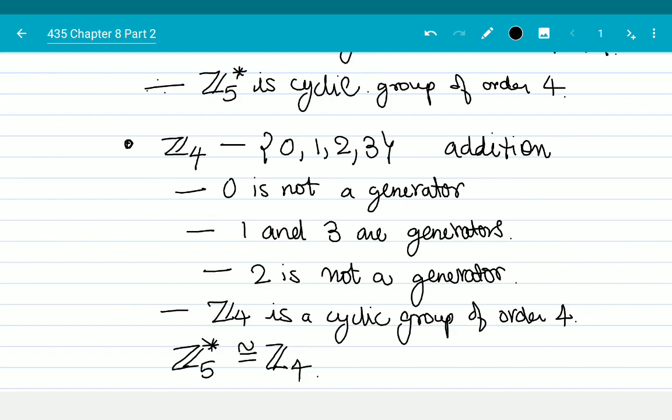We'll look into cyclic groups in more detail tomorrow.